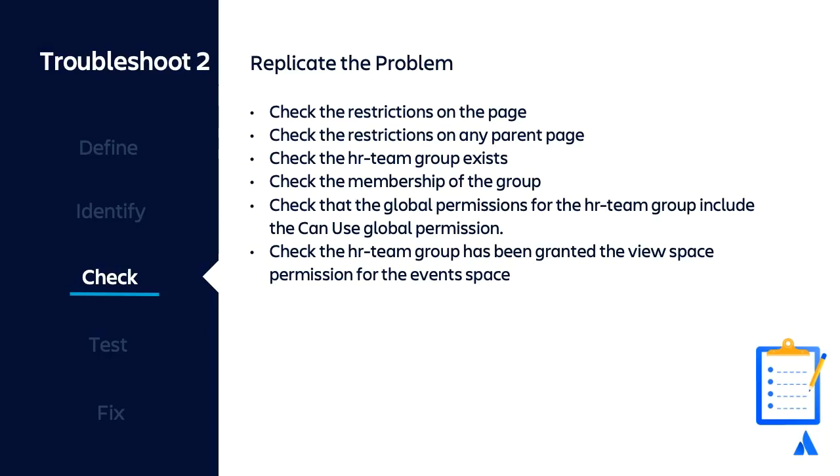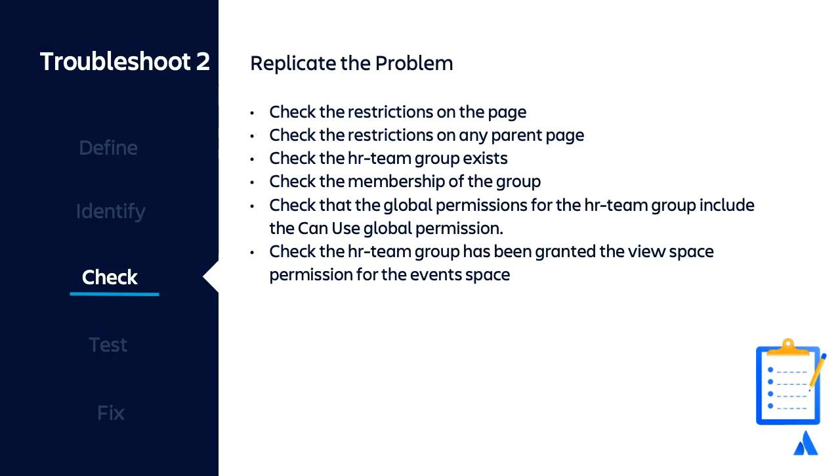This leads us to the next check, which is to see if users have the correct space permissions. This is the missing piece so far, and so it seems likely that the members of the HR team do not have the necessary permissions for the space. You access the Events Space Admin panel and confirm that the HR team group has not been given view permission for the space. You could also check to see if the members of the HR team group were given access to the space via another group.